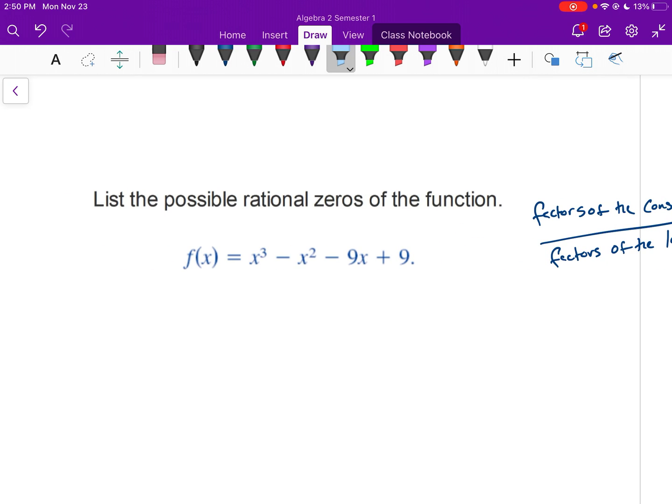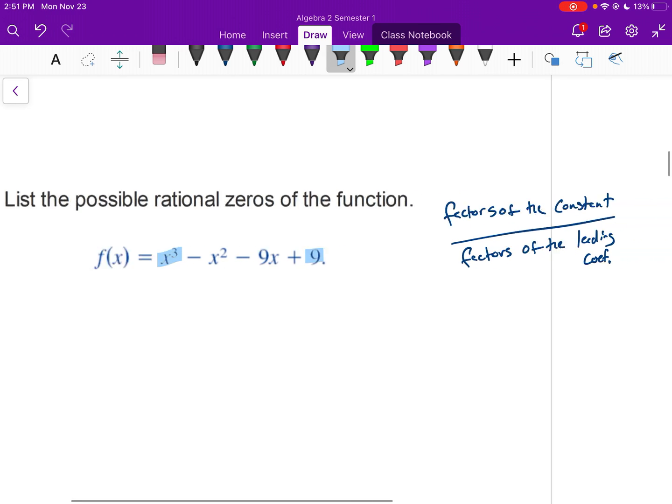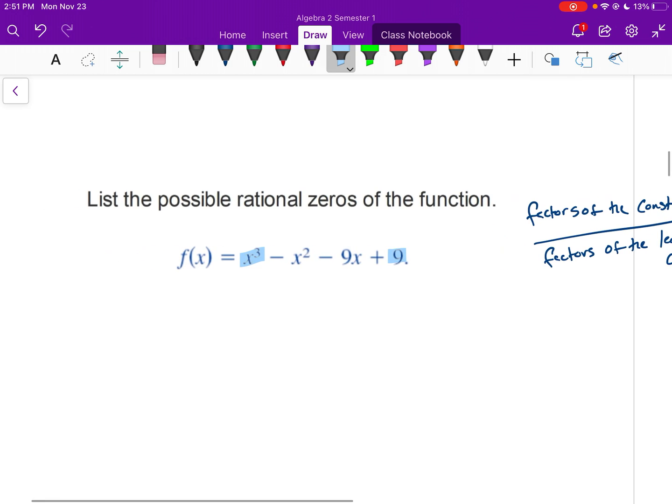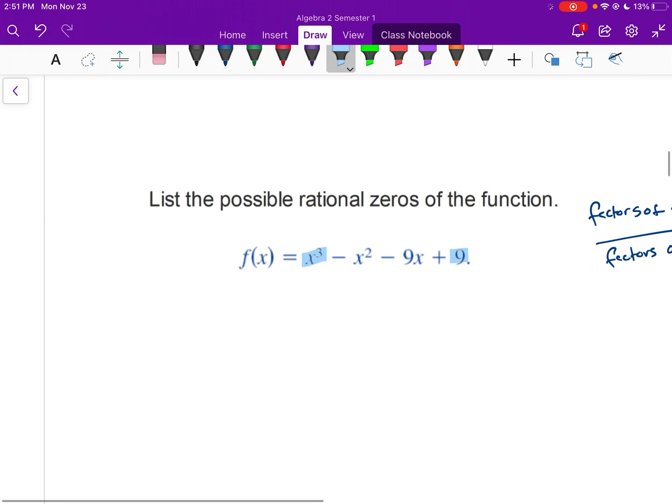So in this case, if we're looking for the possible rational zeros of the function f of x equals x cubed minus x squared minus 9x plus 9, all we're looking at is those two terms. If it's in standard form, you're looking at the outsides of the function. Again, the numerator is the factors of the constant, which we consider p.